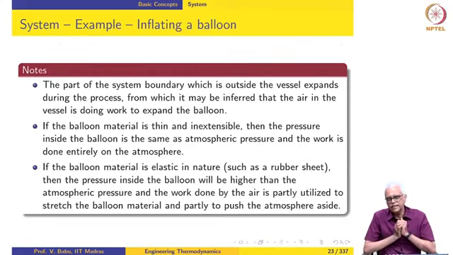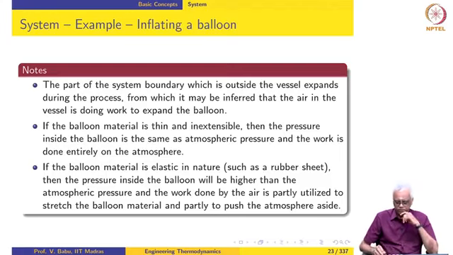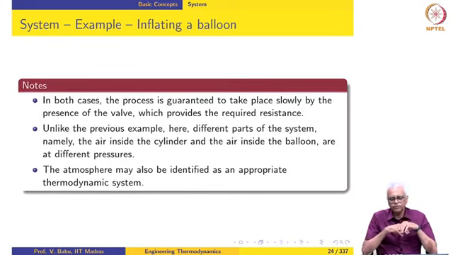So as we said earlier, in case the balloon material is elastic, the work done by the air is partly utilized to stretch the balloon material and partly used to push the atmosphere aside. So the total work is the sum of both these in case the system boundary is drawn on the inside. And as I mentioned already, in both the cases the process is guaranteed to take place slowly by the presence of the valve, which provides resistance so that the process can take place slowly.